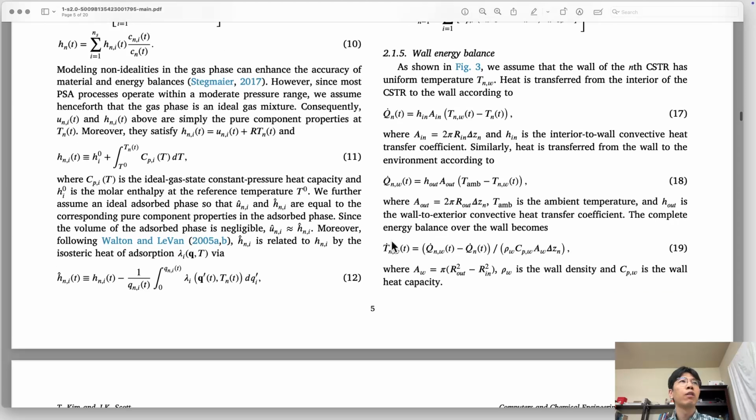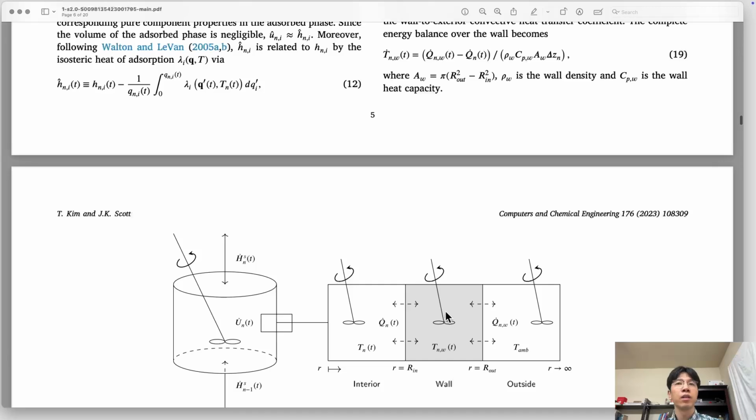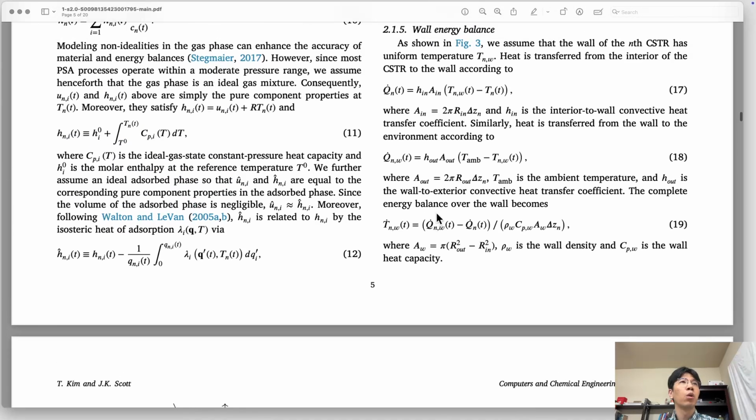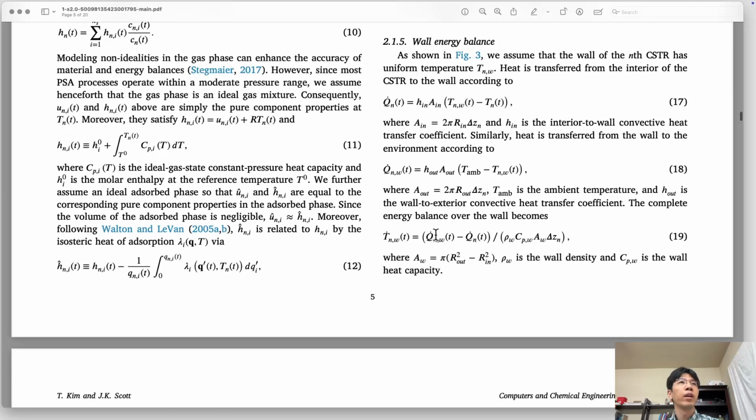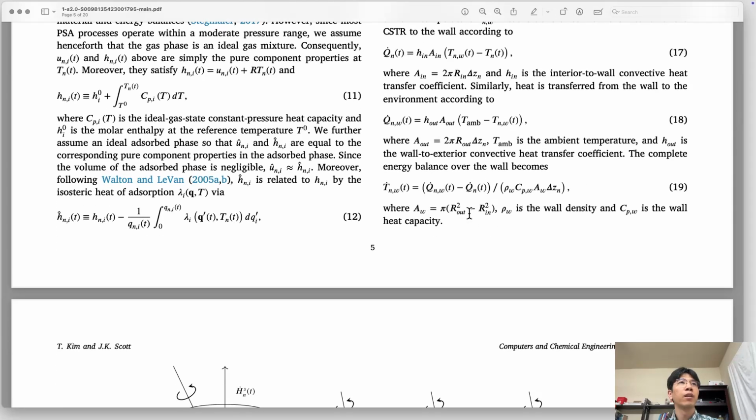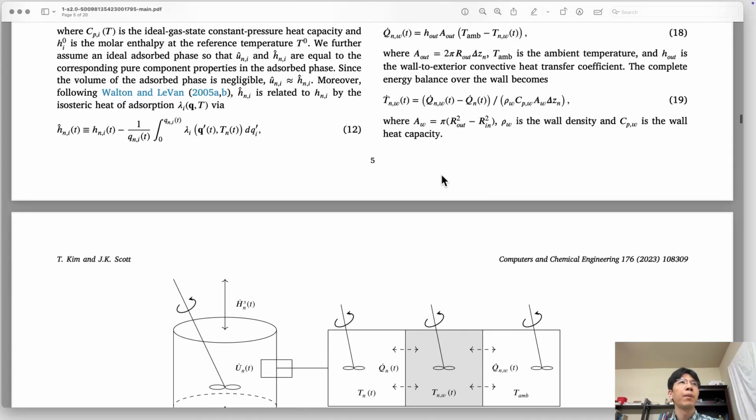And then you can write the energy balance simply, right? Because there's no generation or consumption of heat within the wall of the CSTR, because there are no reactions going on. So it's just whatever comes in, whatever goes out, right? If you do that energy balance and then simplify, you just get equation 19, with AW being some sort of lumped factor for accounting for the geometry, right? And CPW is the heat capacity of the wall.